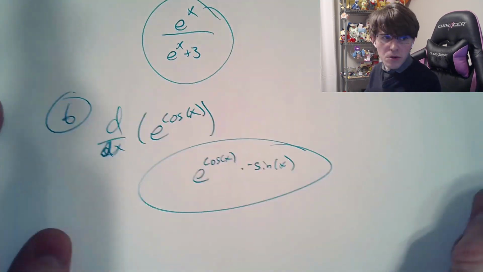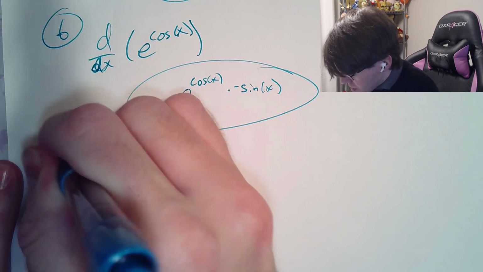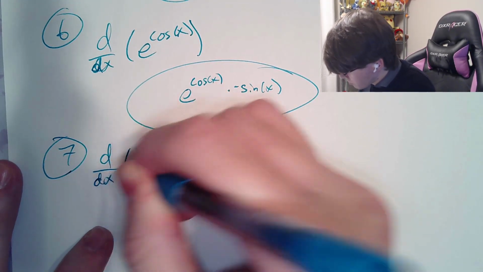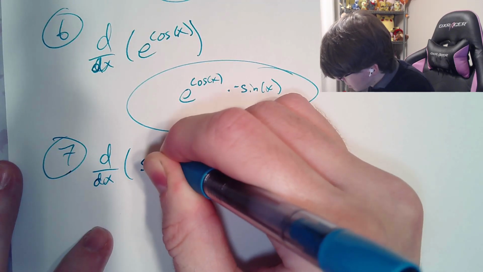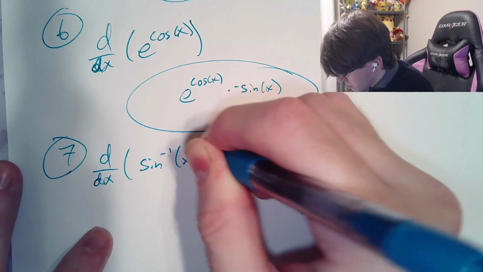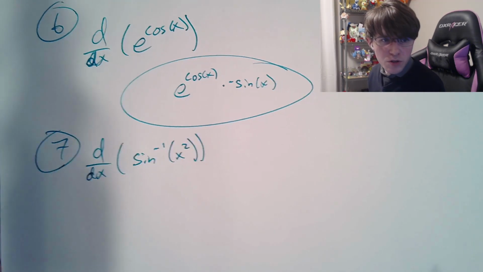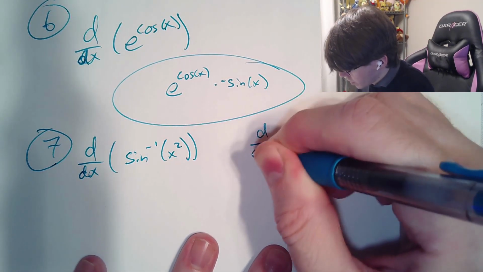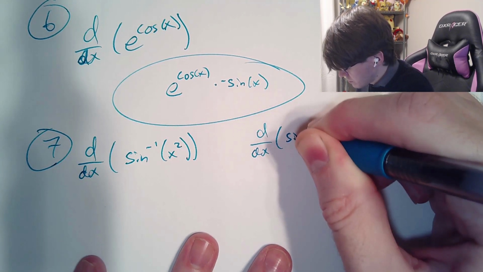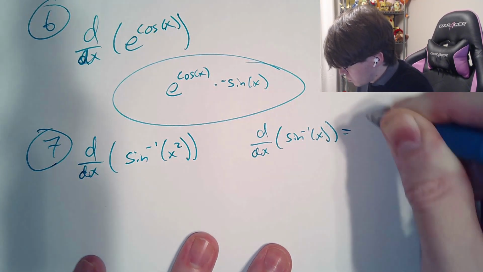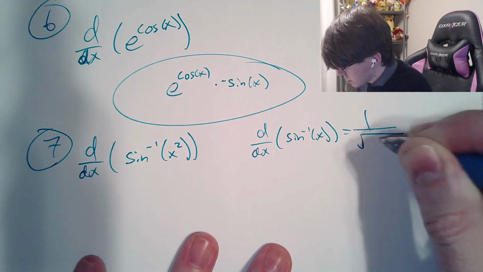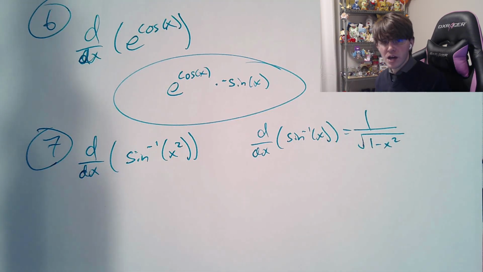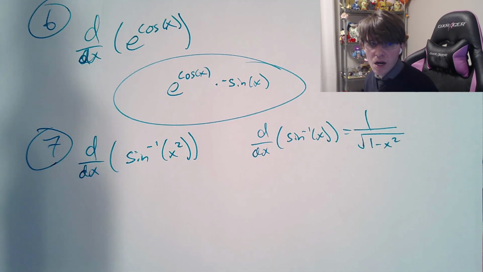Okay, question number 7. Here you go. So this one is a junky one. I don't like this problem. The reason why I don't like this problem is you have to do a little bit of memorizing for it. Your derivative of the inverse sine, our regular old derivative of inverse sine, is 1 over the square root of 1 minus x squared, and you just kind of have to know that off the top of your head in order to do this question.